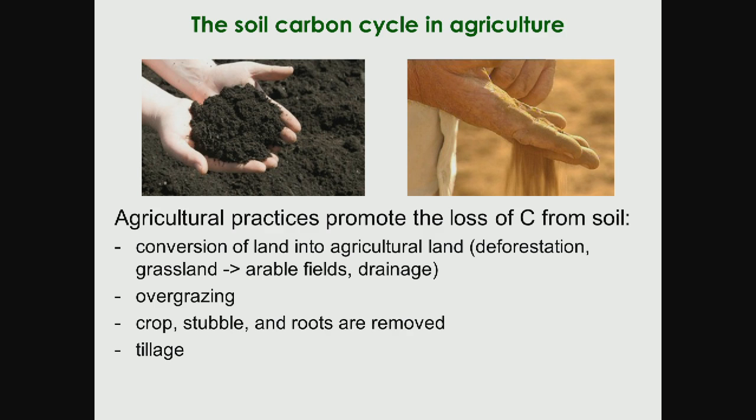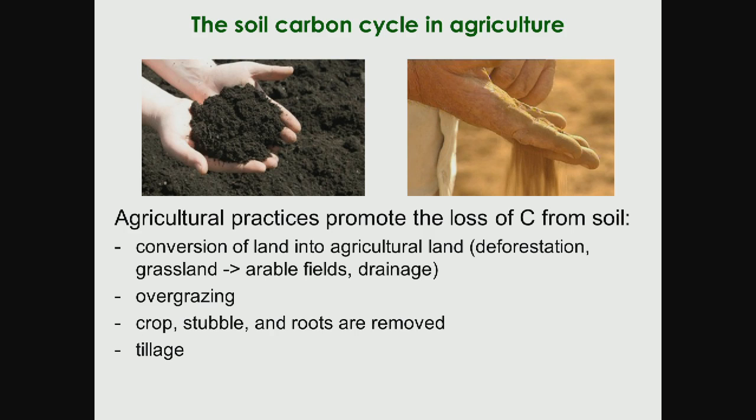I also, if you remember, talked about the other agricultural activities that also drive erosion of soil and loss of carbon in the soil. So activities like overgrazing, like removal of all crop residues at the end of the season, and active tillage and ploughing activities, which also damage your soil and lead to increased release of carbon.